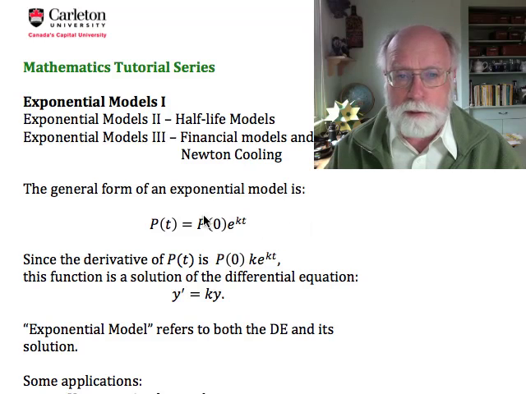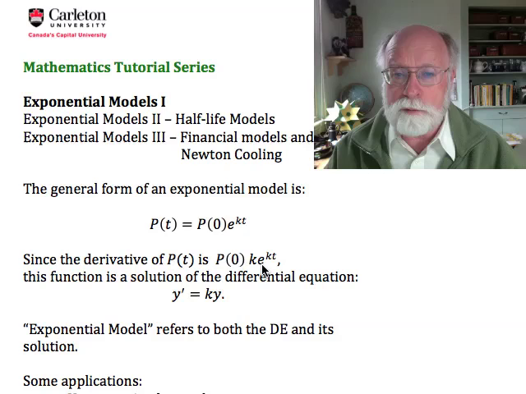Let's just start by taking the derivative of this function with respect to t. P of 0 is just a number, it's a constant, so we just write that down in the derivative. We then take the derivative of e to the kt. That's a chain rule. We substituted kt into the exponential. So we write down the exponential, e to the kt, and then multiply by the derivative of the exponent, which is just k. So we end up with this as the derivative, and what we see is that expression is really just k times what we started with.